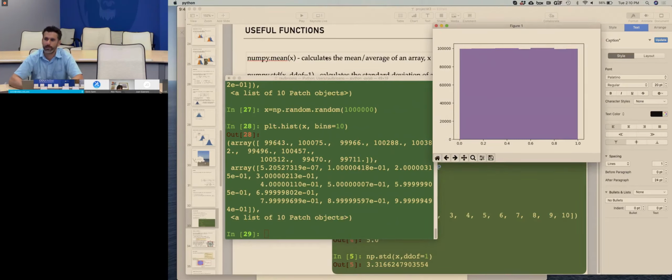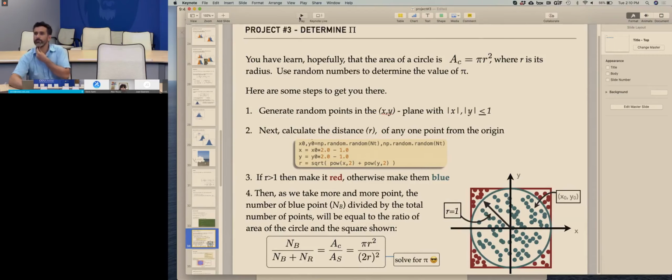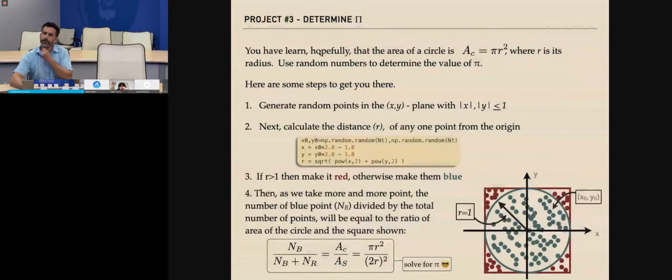What's that exercise? I've already alluded to it enough. Let's just get started. Your first problem is to calculate pi, and you're going to statistically calculate pi. How are we going to do this? Well, hopefully you already know that the area of a circle is equal to pi r squared, where r is the radius of the circle. We're going to use random numbers to determine what pi is. And here is how you're going to do this.